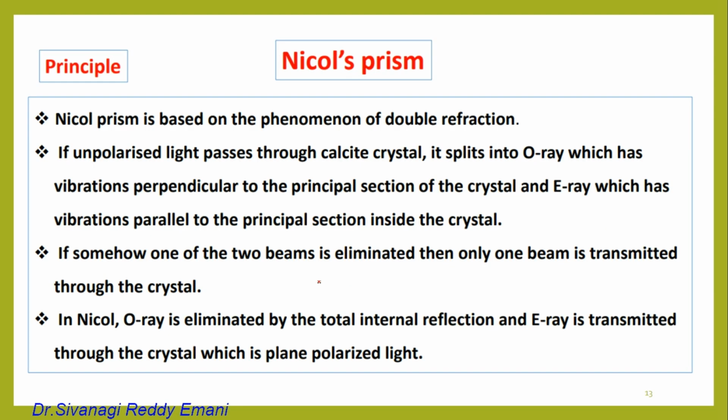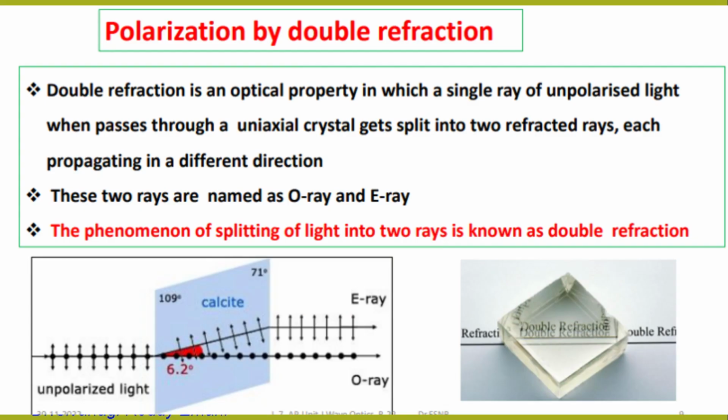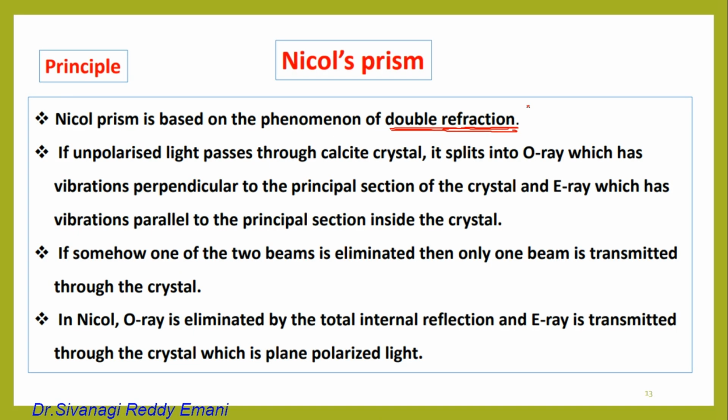When it comes to the principle, this works on double refraction. So what is double refraction? As we know, whenever light rays pass through some types of crystals, they split into two rays, an ordinary ray and an extraordinary ray. One beam we will block and only allow one beam to come out. So whatever beam comes out is plane polarized light.